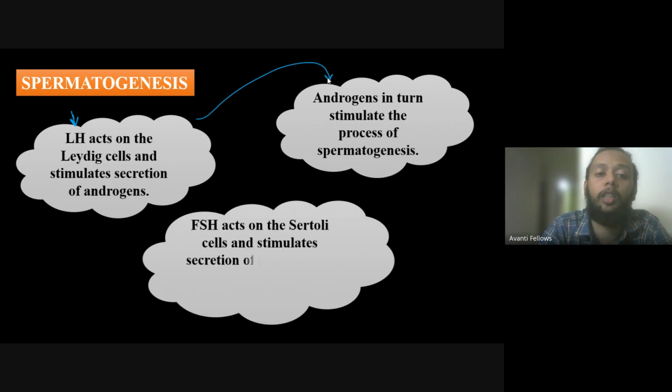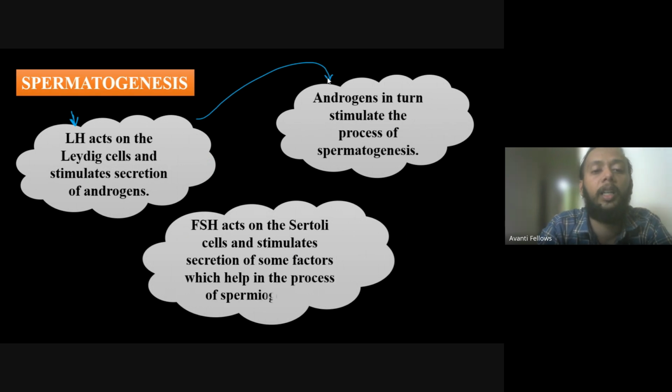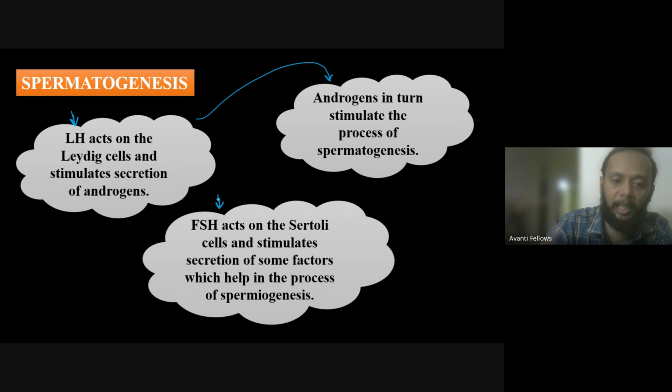FSH acts on the Sertoli cells and stimulates the secretion of some factors which help in the process of spermiogenesis. So FSH जो आपका है यहाँ पे, it is actually promoting predominantly the process. Again, it is specifically helping to carry out spermatogenesis only. But यहाँ पे उसका specific काम क्या है? It will go and act on the Sertoli cell, and then you will find these Sertoli cells are the ones which actually release some factors.